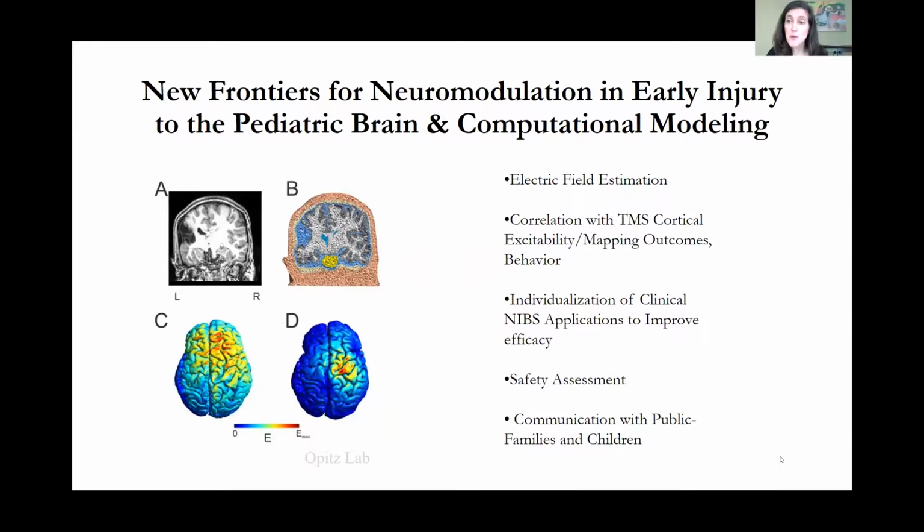So not only does the family want the best for their child in terms of outcomes, of course they're looking for how safe this is and what you know before we even put that stimulator on their child's head. And how can we describe it in lay language, such as we are doing with those applications and our publications, to improve our recruitment and our enrollment in our studies.